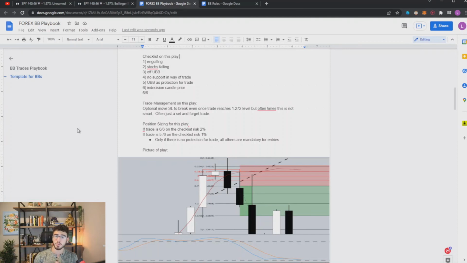Position sizing for this play is up to your risk management parameters. For this system, I was taking 2% of my total account size per trade.